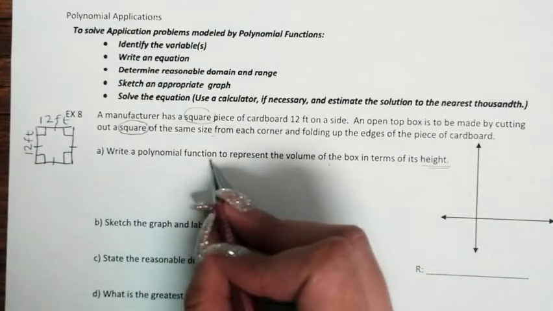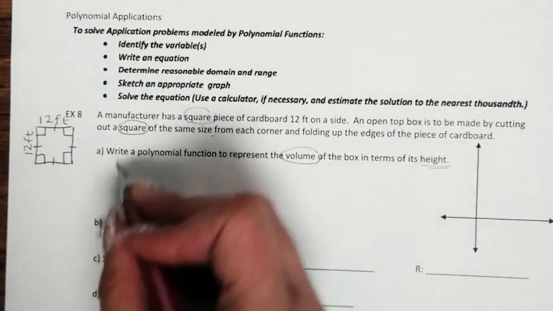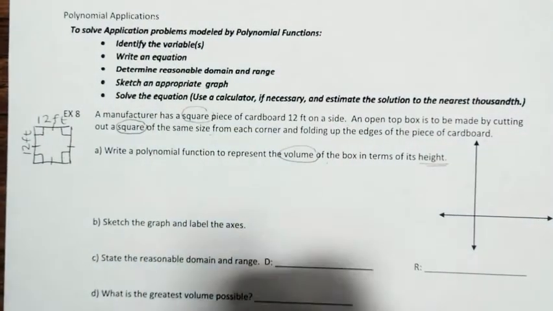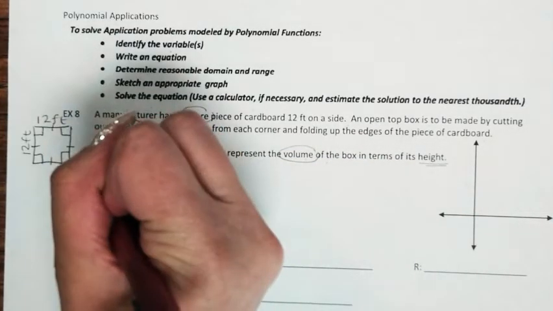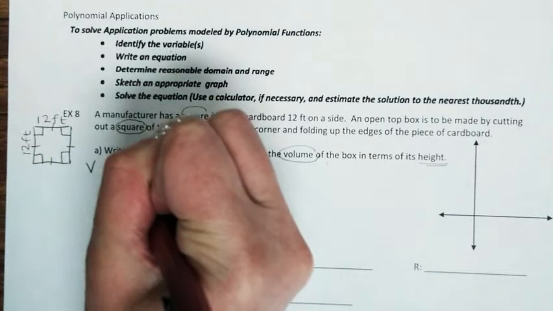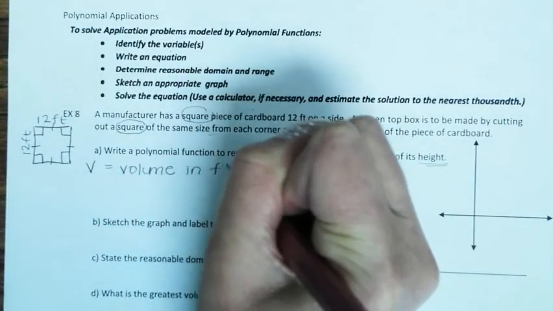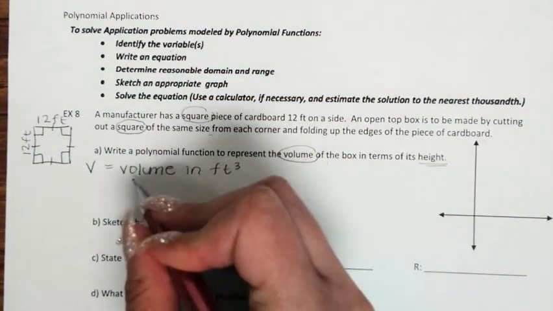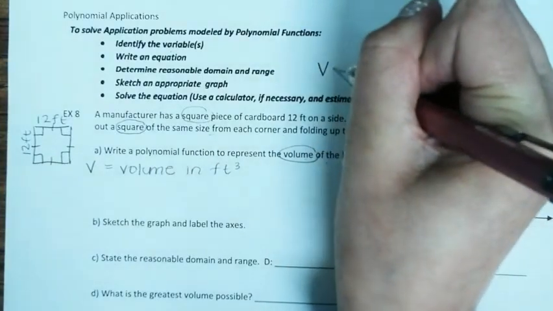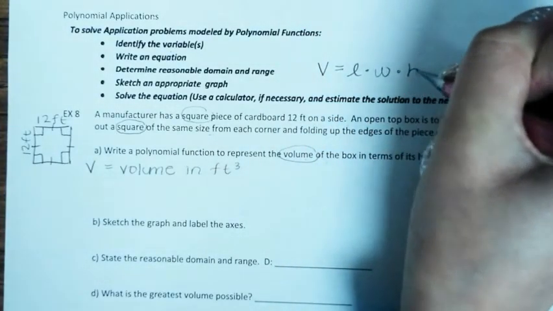Okay, so you need to write the equation to represent a volume. So let's identify the variables first. The first variable that obviously you need is V, that it's going to be the volume, and it's going to be in cubic feet. The second thing that you need, if you need a volume, you know that the volume of a rectangular object is length times width times height.